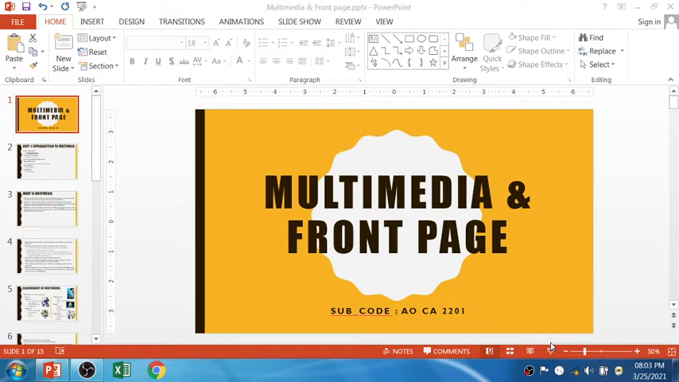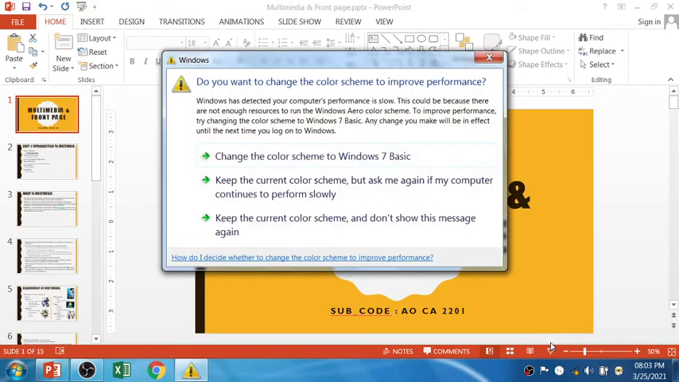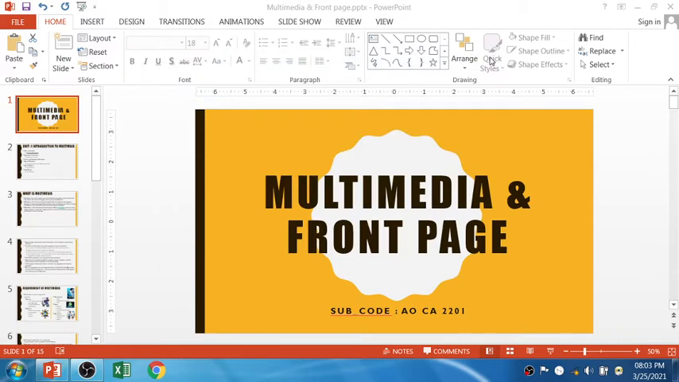This subject consists of 4 units. The first unit is multimedia, and the other 3 units are for FrontPage. So let's start with the first unit, that is about the multimedia.